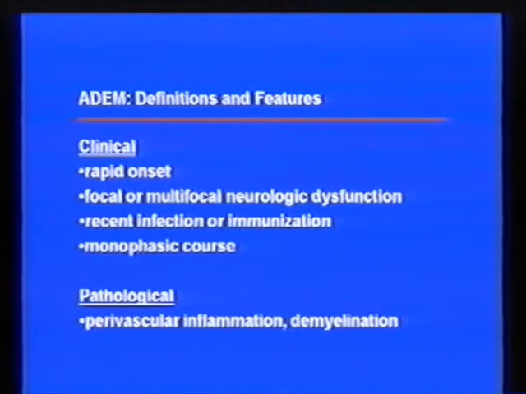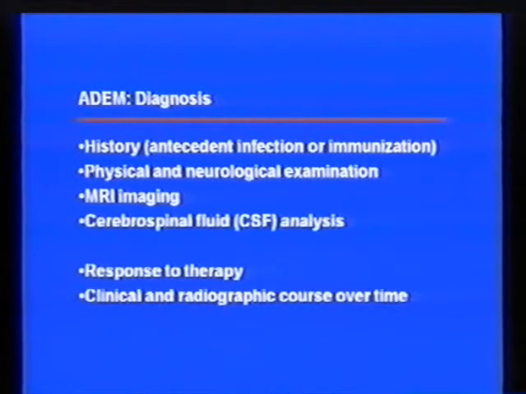Pathologically, these diseases, when they do come to autopsy or biopsy, are characterized by inflammatory infiltrates in the nervous system tissue, often around blood vessels, and demyelination. So in terms of the diagnosis, it's often important to try to determine whether the patient will give you a history of an antecedent infectious illness or immunization. That in some series can be in a third to half of cases.